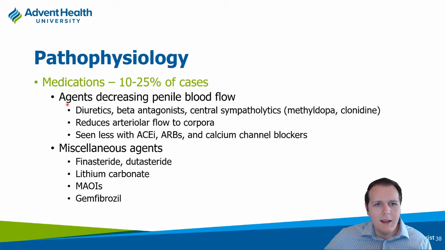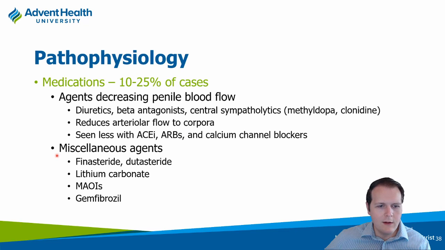So other medications that can decrease penile blood flow, this typically is a lot of your antihypertensives, and this is a pretty common complication of most antihypertensive drugs. So either diuretics or beta antagonists, all of these can do that. Overall, you're going to reduce arteriolar flow to the corpora cavernosum and thus have the inability to achieve that erection. This is less likely to be seen with things like ACE inhibitors, ARBs, and calcium channel blockers, so it may be a good option to switch patients over to one of these if their other disease states allow for that.